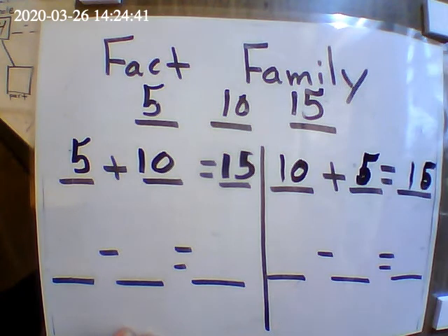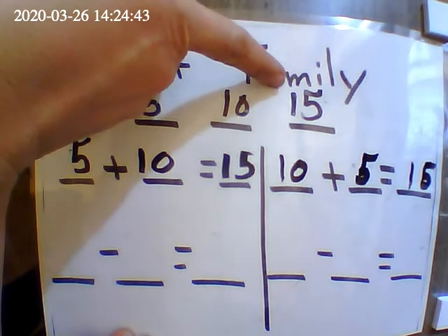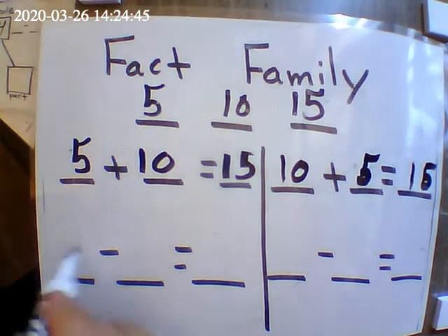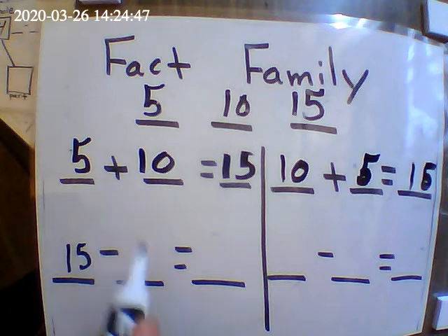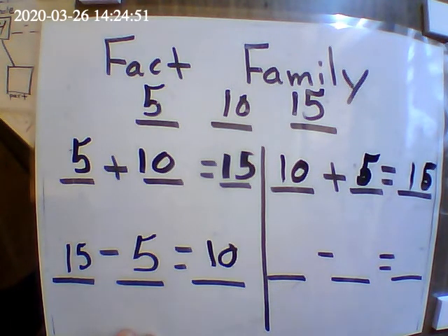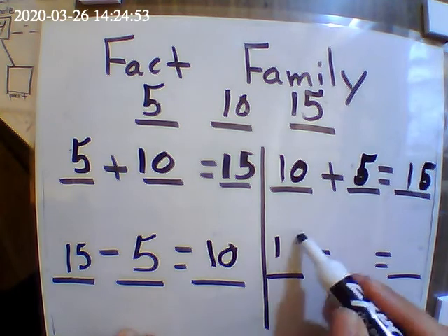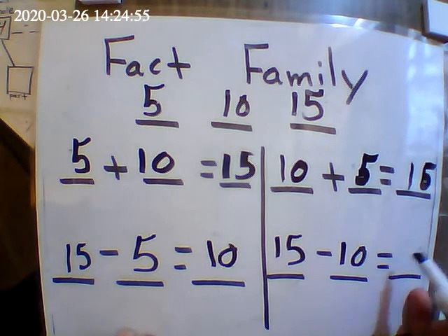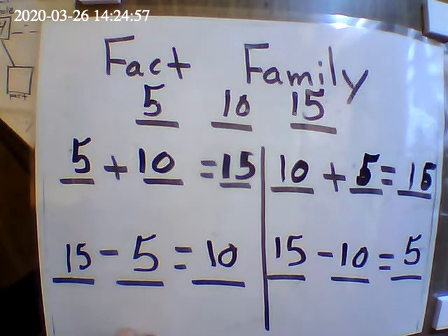When doing the subtraction, I always start with the bigger whole number, the 15 for this one. 15 minus one of the parts, which is 5, equals 10. And then the other subtraction equation is 15 minus 10 equals 5.